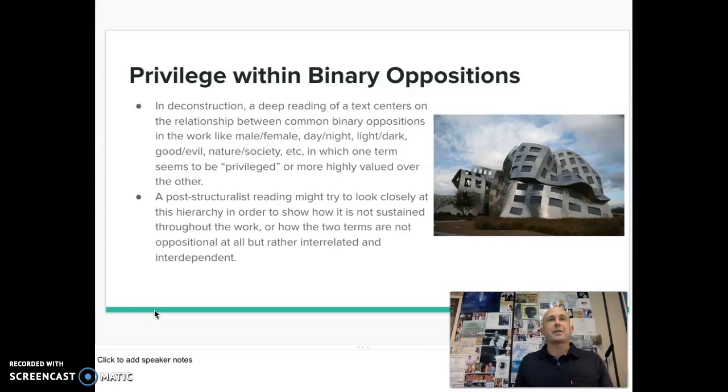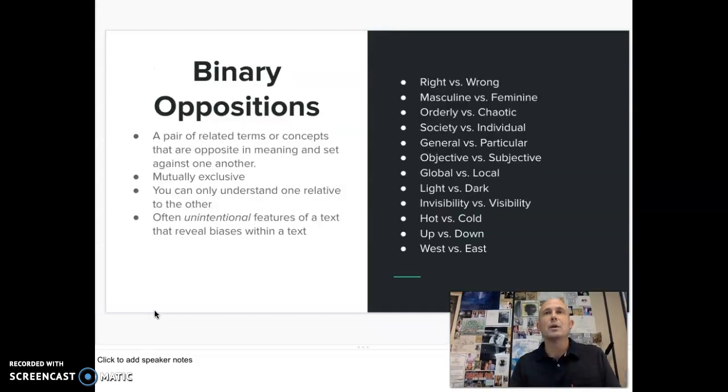One kind of marker of that is that one is typically what we call privileged. It's more like the preferred side. So if we go back up here, right versus wrong. Well, society privileges right. We would rather be right than wrong. Masculine and feminine, right? Things start to get really complex and really uncomfortable really fast in binary oppositions. And that's why they're so powerful.